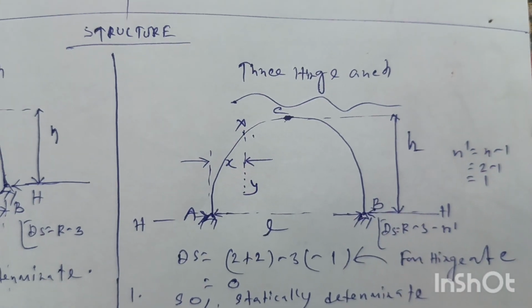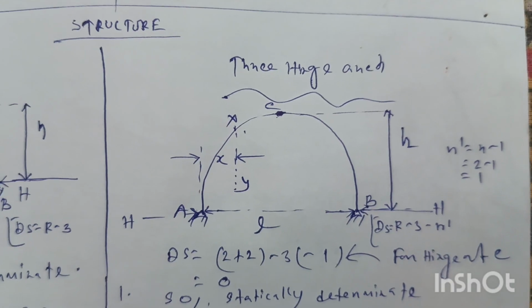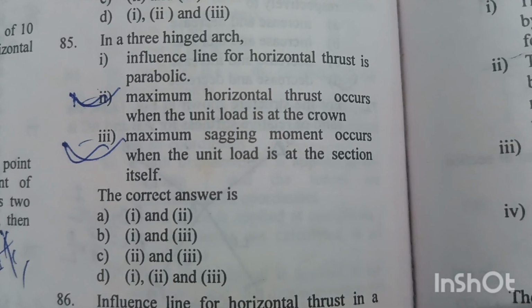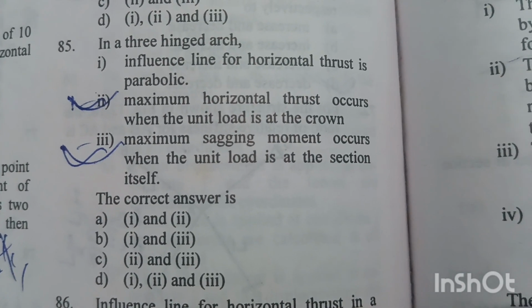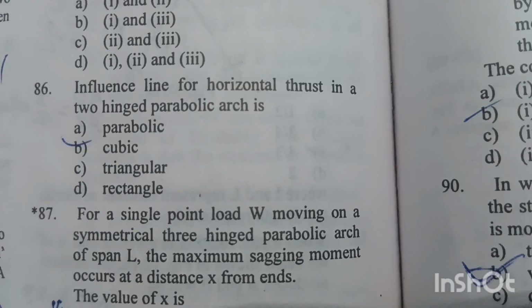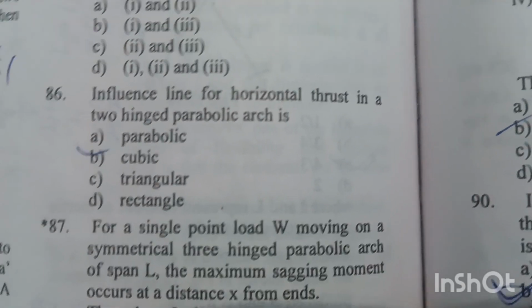But when the unit load is at the crown of this 3 hinge arch, the maximum hogging bending moment will occur. So option C is the right answer. Statements 2 and 3 are correct. Number 86, the influence line for horizontal thrust in a 2 hinge parabolic arch is parabolic. Option A is the right answer.